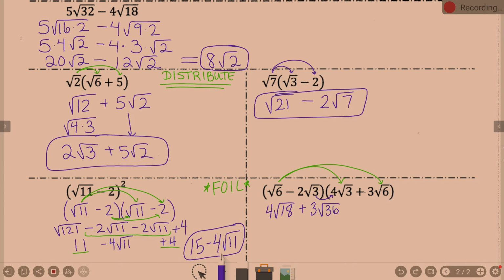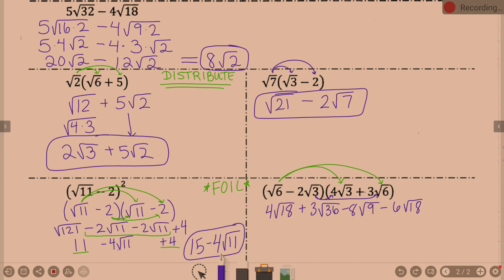Okay. Negative 2 square root of 3 times 4 square root of 3. Negative 2 times 4 is negative 8. Square root of 3 times square root of 3 is square root of 9. And then last, negative 6 square root of 18. Negative 2 times 3 is negative 6. Square root of 3 times square root of 6 is square root of 18. And this one doesn't combine the same.